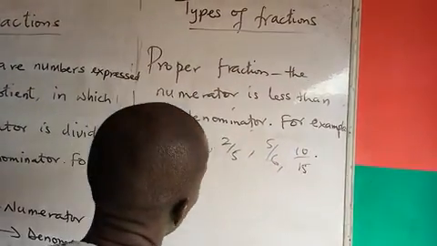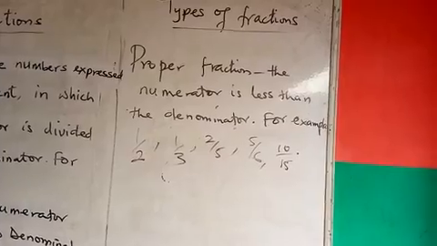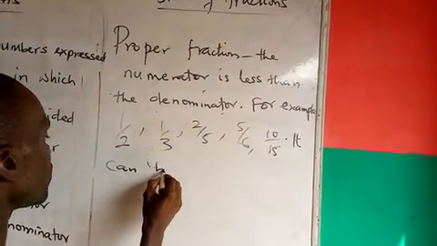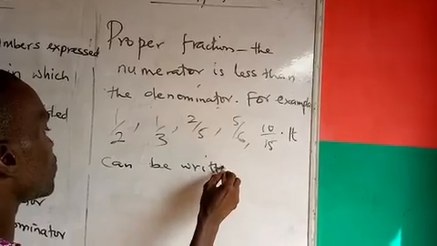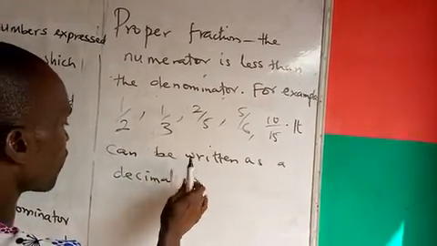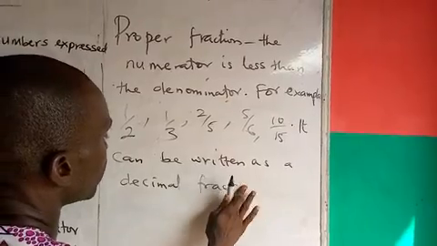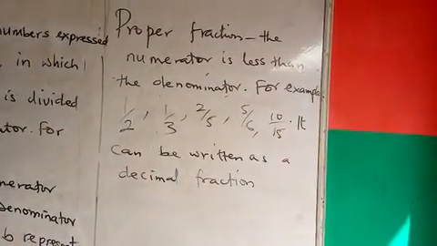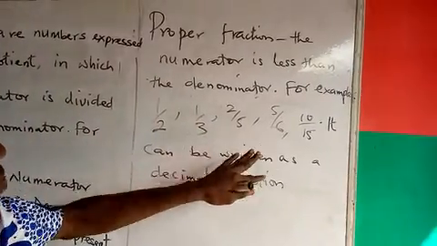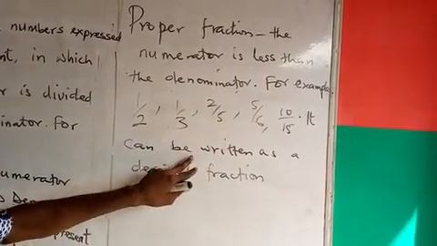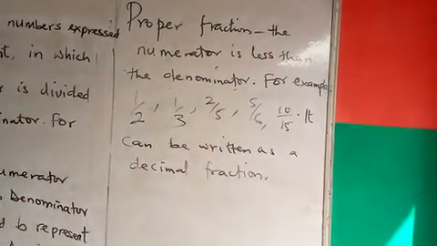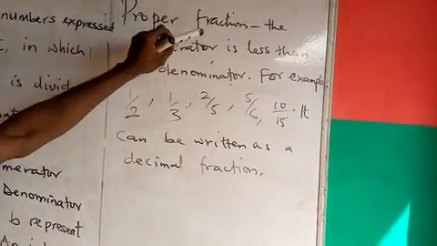Don't also forget that a proper fraction can as well be written as a decimal fraction. Proper fraction can be written as a decimal fraction. You can see here, we said the numerator is less than the denominator. These are some of the examples we have. Meaning we can as well convert proper fraction to decimal fraction. In my next video, we are going to look at how to convert proper fraction to decimal fraction.